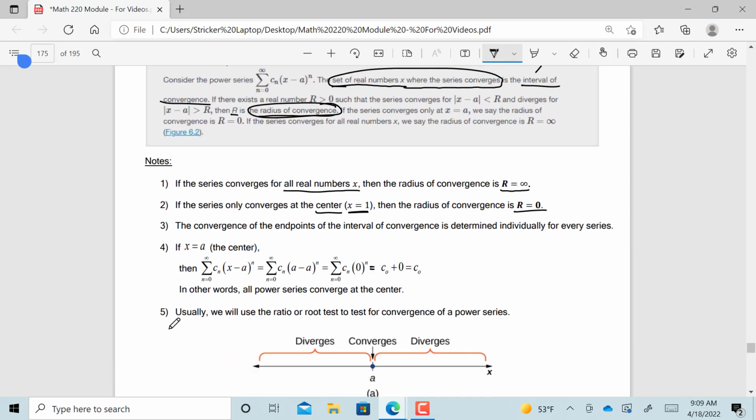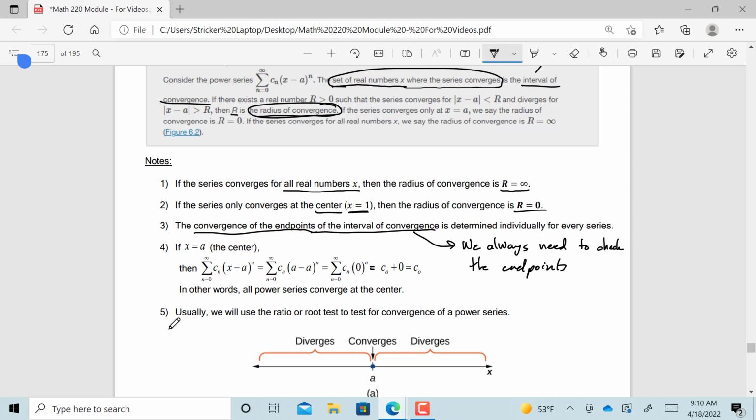Radius is 0. And then another thing is the convergence of the endpoints of the interval of convergence is determined individually for every series. So we always need to check the endpoints. And we'll show you that in an example here.